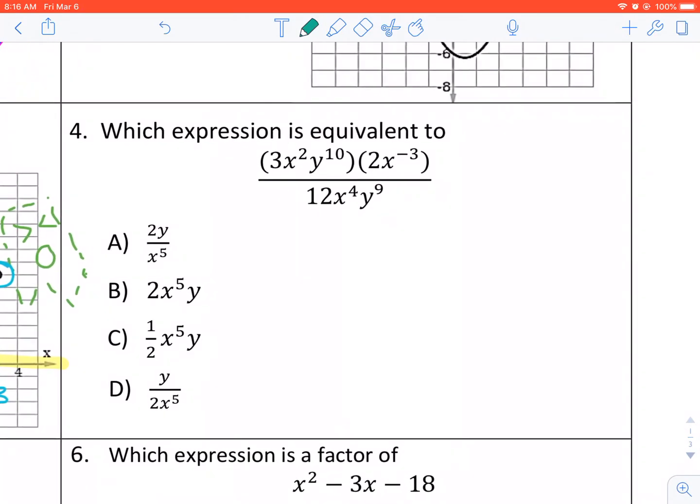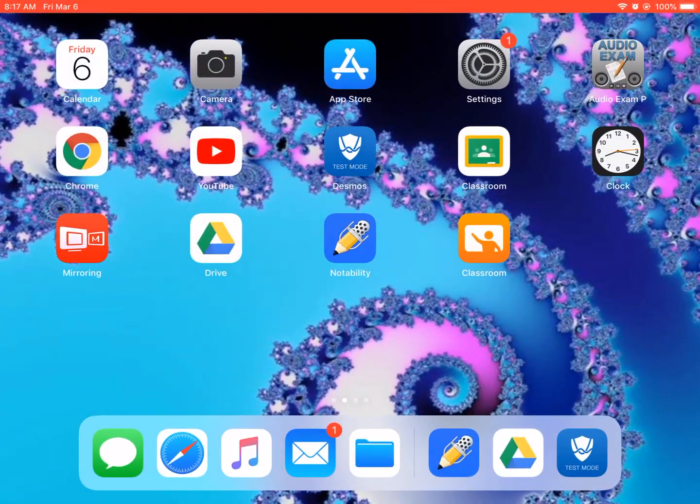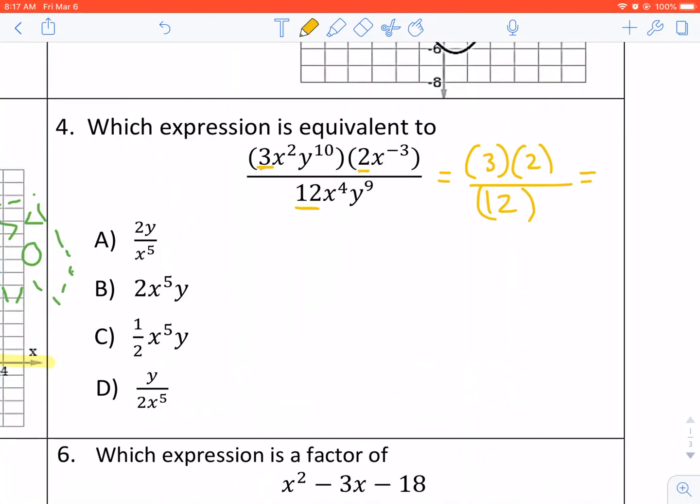Number 4, which expression is equivalent to? So first thing I'm going to do is type in my numbers on Desmos. We're going to type in a 3, a 2, and then on the bottom we're going to type in a 12. So let's go type that in. And while you type it in, I'm just going to do it by hand.